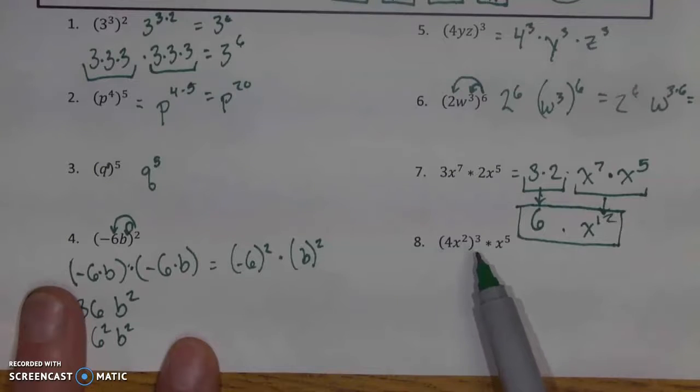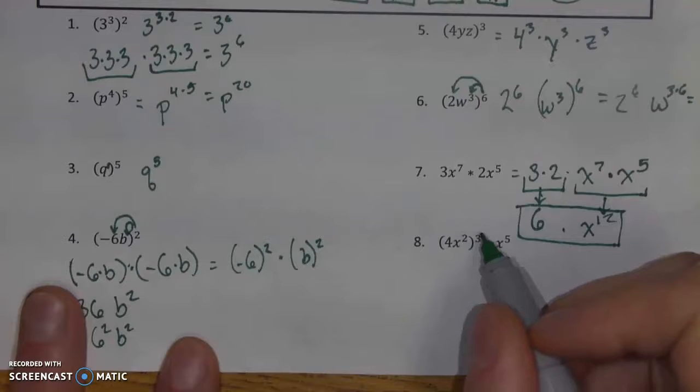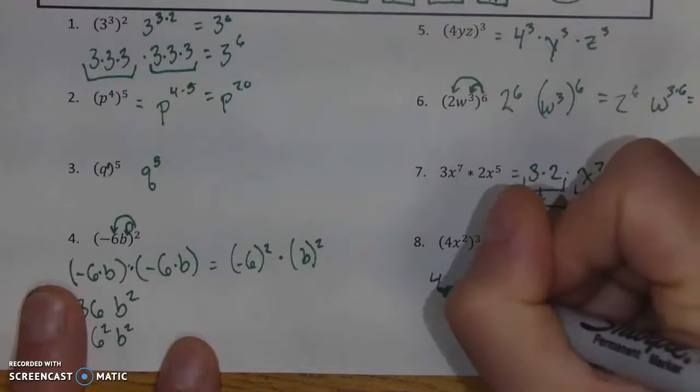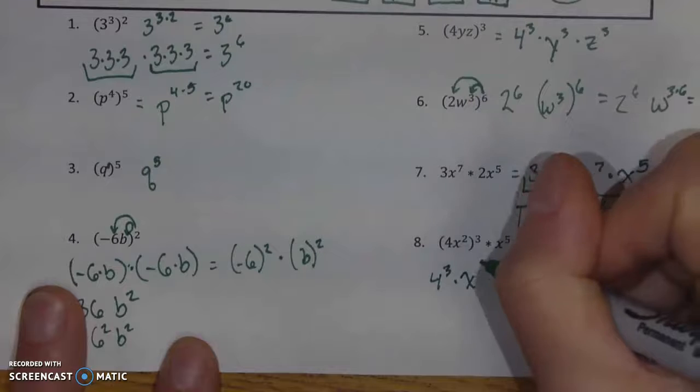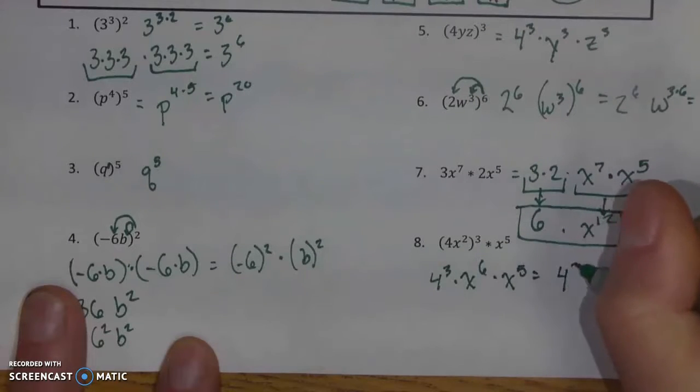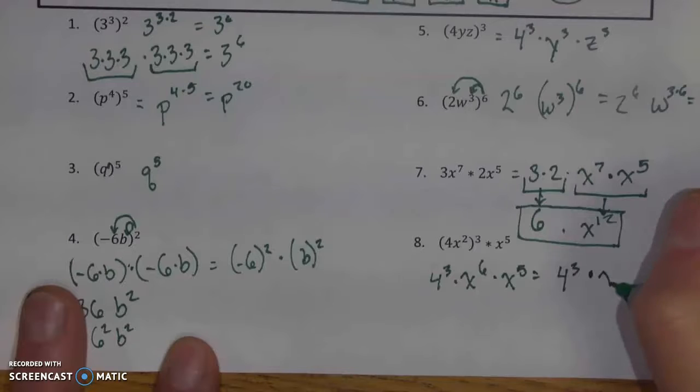And you can do the same sort of thing with this mess. What you're going to get is you're first going to distribute, and then you're going to combine your x's. So you will have 4 to the 3rd times x to the 6th times x to the 5th, which gives you 4 to the 3rd times x to the 11th, 6 plus 5.